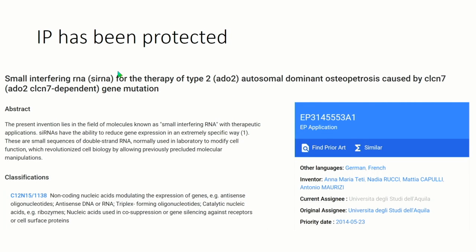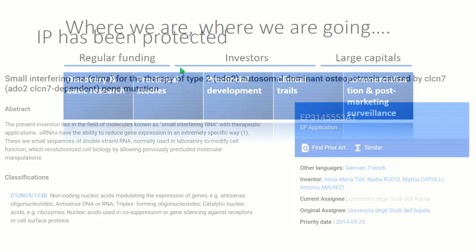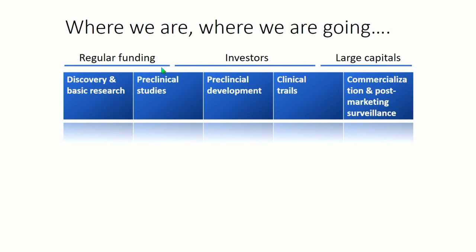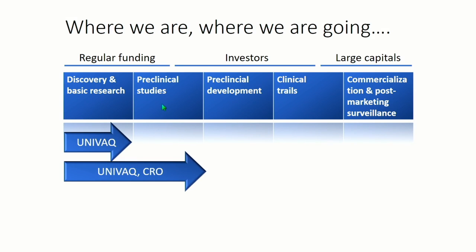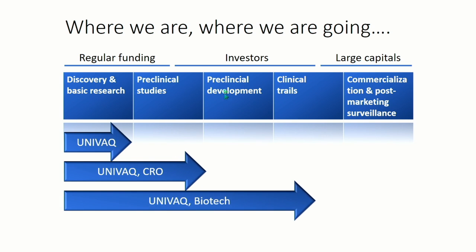Since we want to go to the patients, we protected the intellectual property. We have a patent on this. And this is where we are and where we want to go. We made our discovery in basic research, and the preclinical studies are still ongoing, but quite advanced. What we need now is the preclinical development up to the phase 1 and 2 clinical trials.